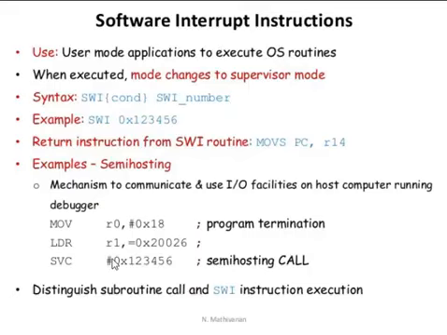So simply, for example, take the example of this SVC. Okay, so in this program, what is given: move R0 comma hash 0x18. Okay, then LDR load operation is carried out in the second statement. Okay, syntax for this is SWI condition SWI number. Okay, so SWI number is the software interrupt number, which every interrupt has. Okay.